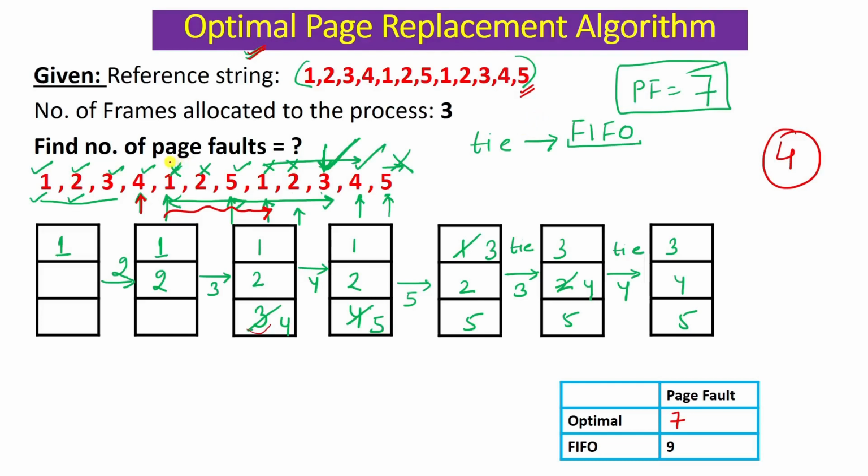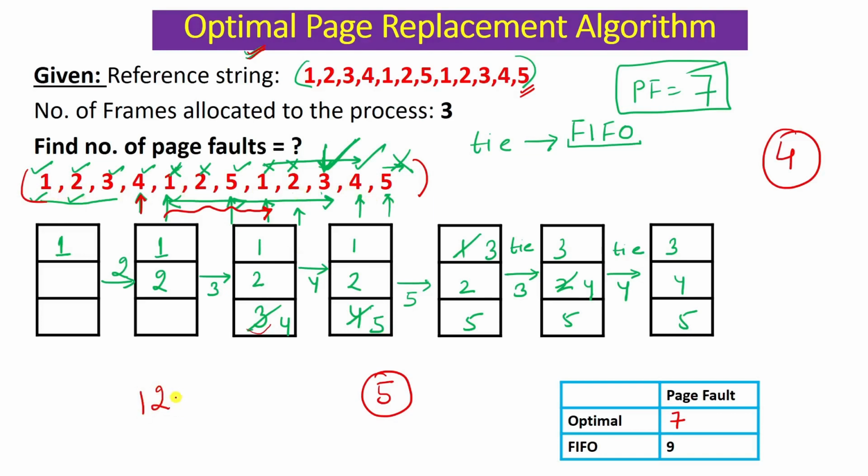Just to tell you, if you want to find the page hits, page hit means the page is already present in the main memory. So we have 1, 2, 3, 4 and 5. Total number of 5 page hits. So you can find the page hits this way also. Total number of page numbers here are actually 12. These are 12 page numbers.